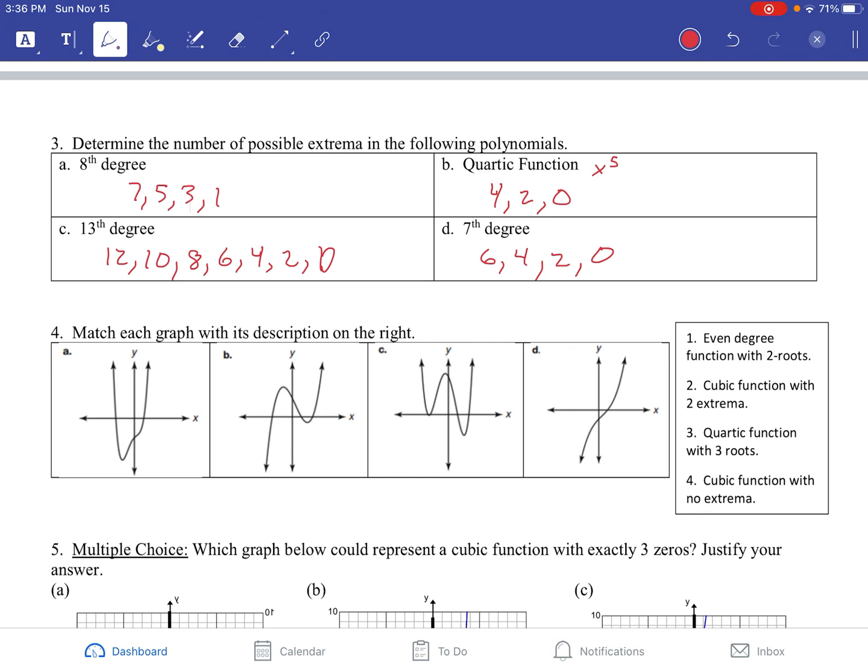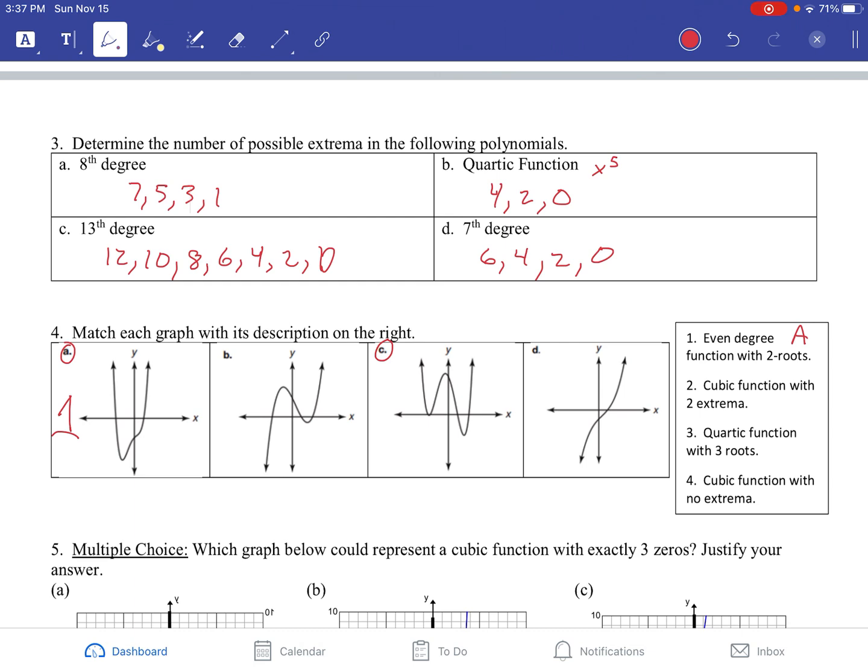So let's go through these one at a time. Number 1 says even degree with 2 roots. So even degree means that it has to start and end in the same direction. If there's 2 roots, well, there's only 2 that are even degrees. It's A and C, because they both start and end in the same direction. With the 2 roots, this has to be A. So this is number 1.